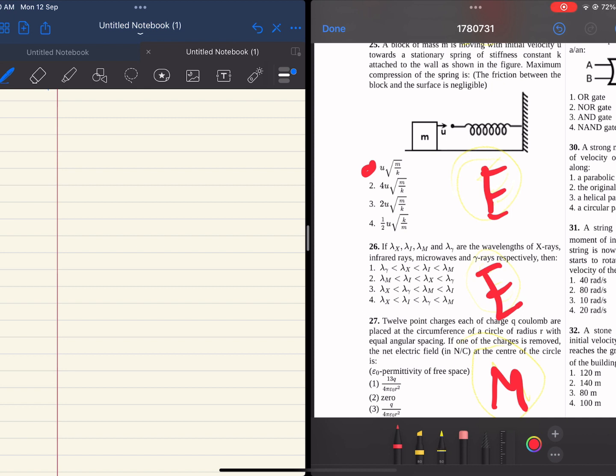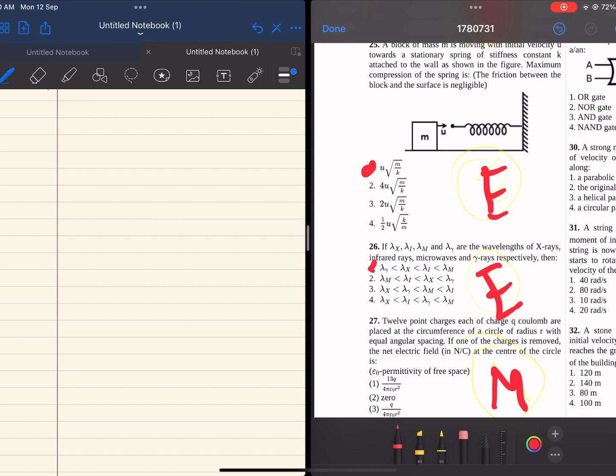So the answer for the 25th one is option number 1. Now moving to the 26th one, which is a direct question based on electromagnetic waves. You need to remember the chart there and also the order of magnitude to which the values vary. The wavelengths of X-ray, infrared, microwave and gamma rays are given. So wavelengths I need to find.